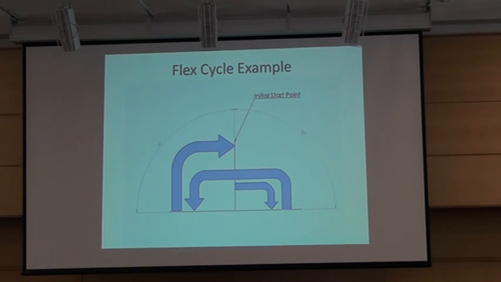And this is an example of a flex cycle. Right here, this middle line would be the cable fixture in an upright position, and it would flex to its desired angle on one side, and then flex all the way back to the same angle on the other side, and then back to the initial start point would be one flex cycle.